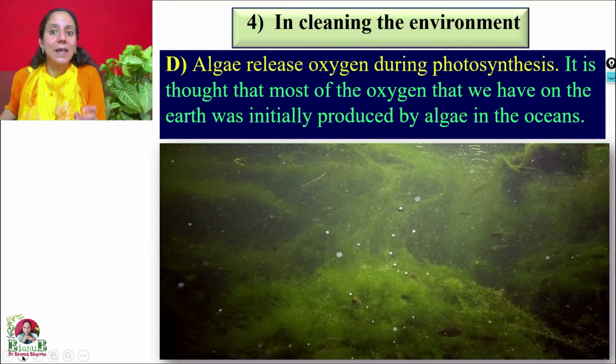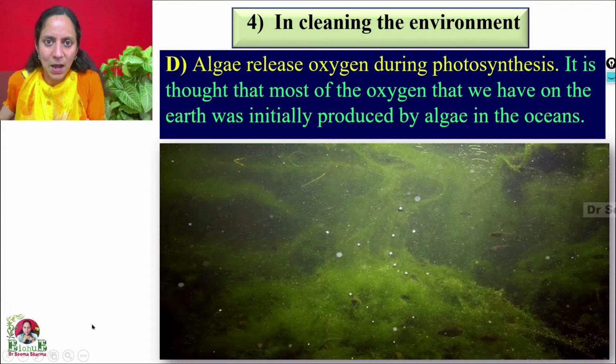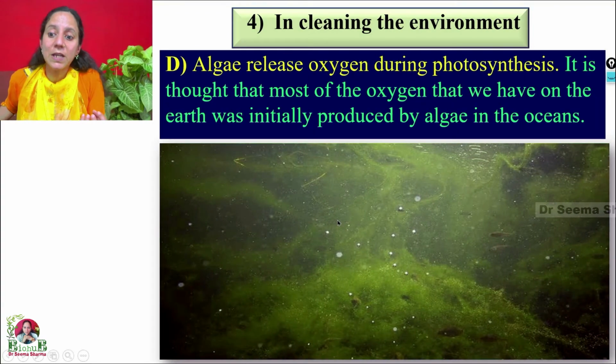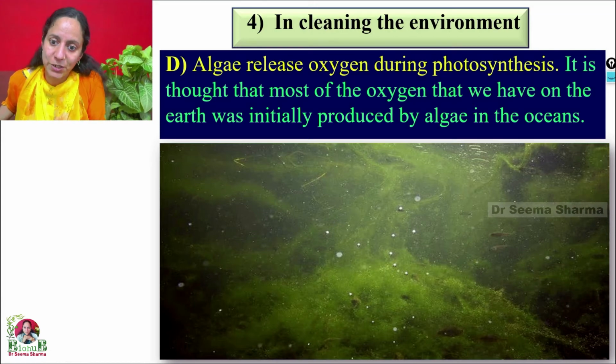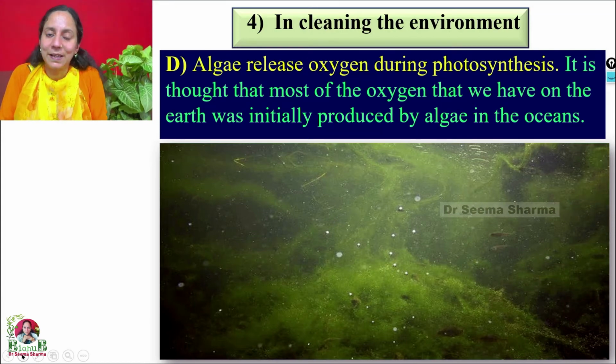Next is algae. Algae are very primitive plants. They are green in color, so they do photosynthesis and release oxygen. Generally found in water bodies.